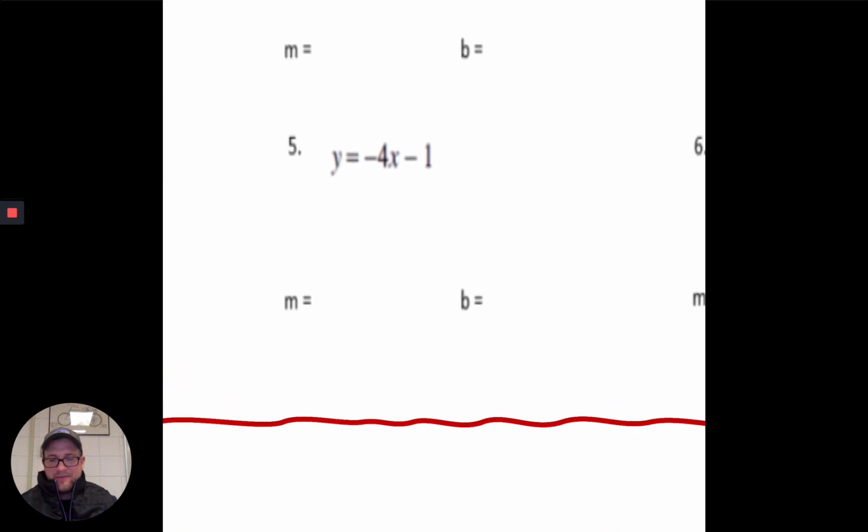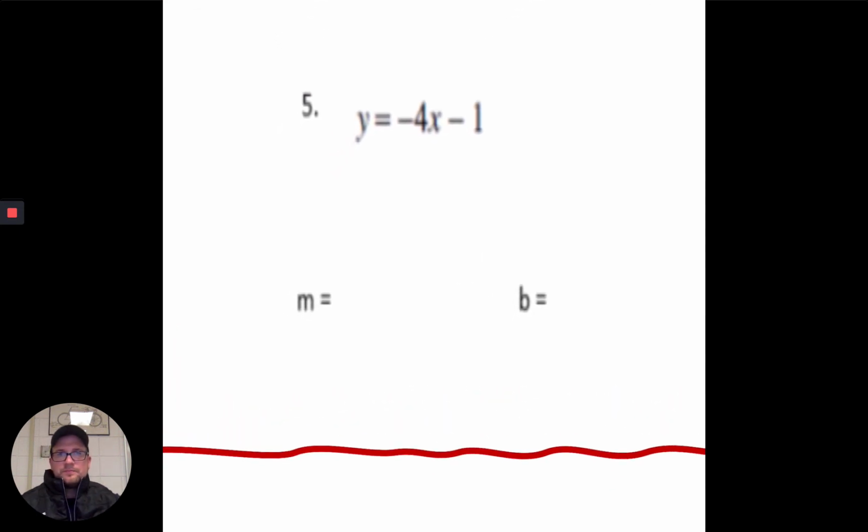Let's move to the left of that, number 5 here. Looking at number 5, finally a normal one again. Our slope in this one is this -4, and our y-intercept, our b value, is this -1 up there. Remember, it doesn't always have to be a plus. If it's a minus, that means there's a negative that goes in front here.